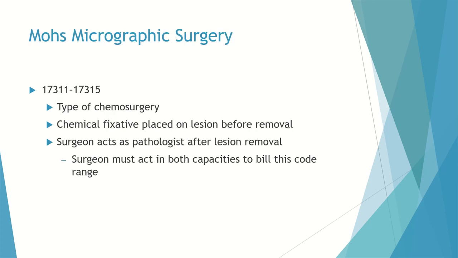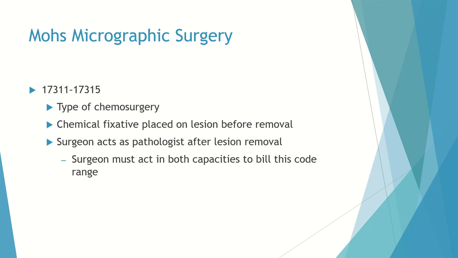Mohs micrographic surgery, this is one of my favorites. 17311, 17315. This is a type of chemosurgery, chemical fixative placed on the lesion before removal. The surgeon acts as a pathologist after the lesion removal. So all of the surgery and the pathology section of this procedure is done in-house. This is not sent out to be reviewed.